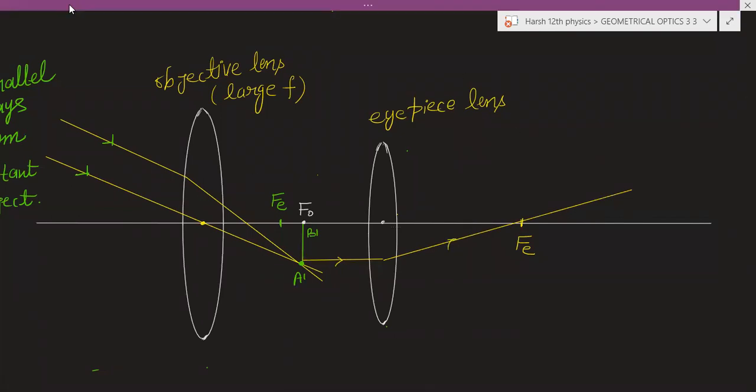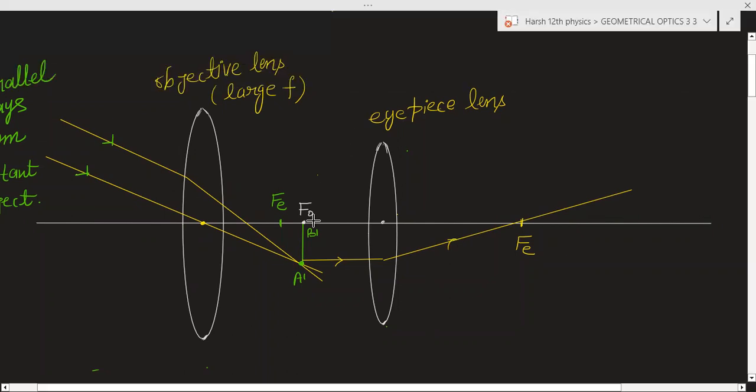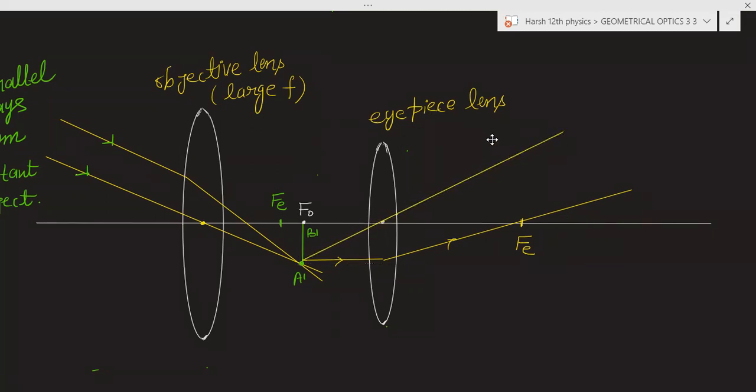Now, second ray from this object is passing from the optical center and is passing straight. If a ray of light is passing from the optical center, it will pass straight always.